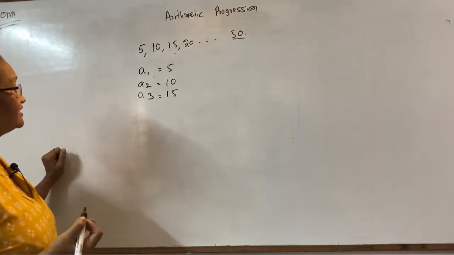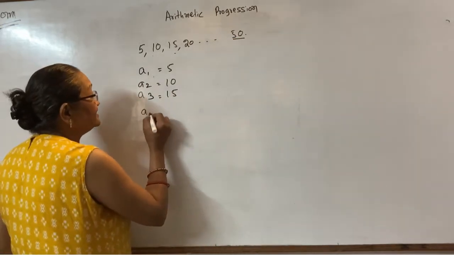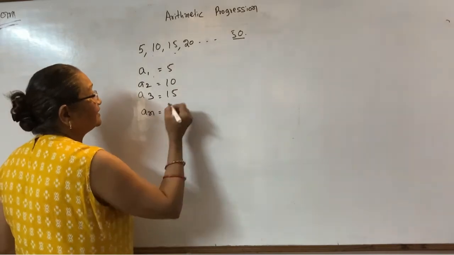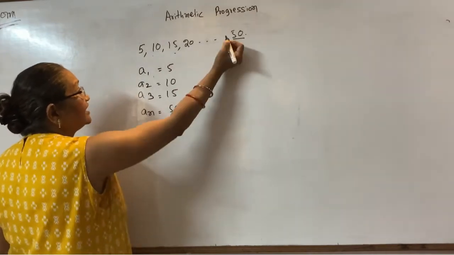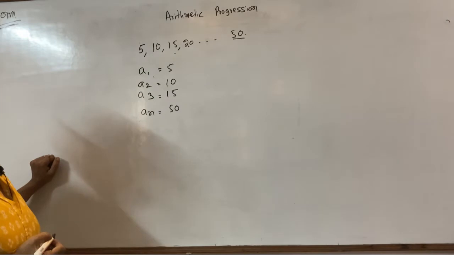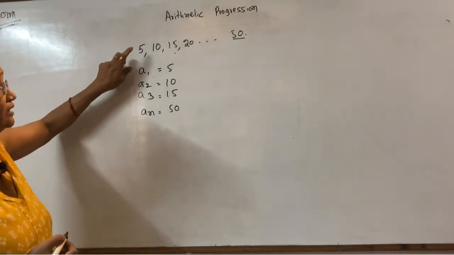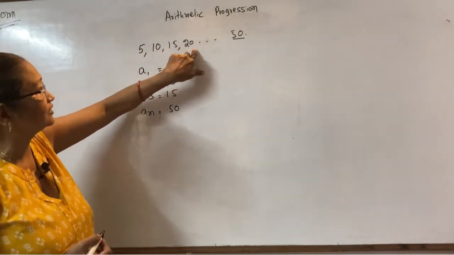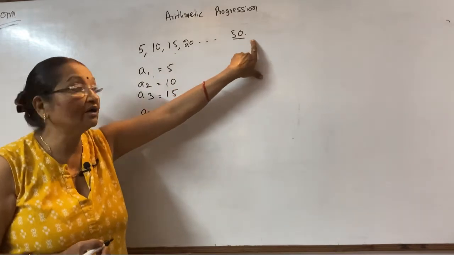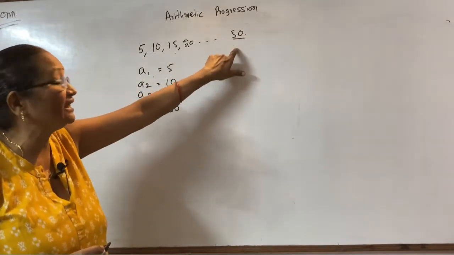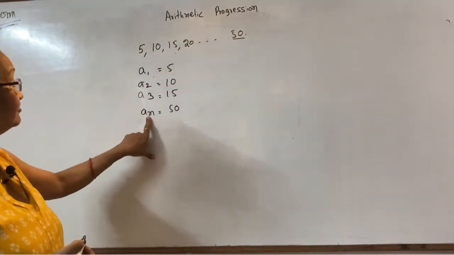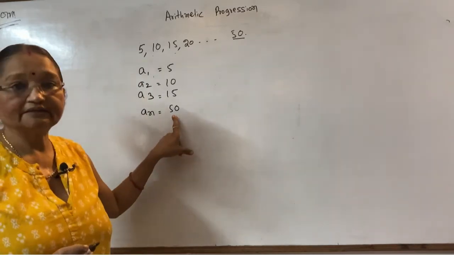So instead of saying last term, what will you say? This is the nth term. The nth term is what? 50. Our last term is 50, the nth term. Got it? So first term, second term, third term, fourth term, like that it goes on up to 50. So this 50 is the last term. For the last term we will say nth term.